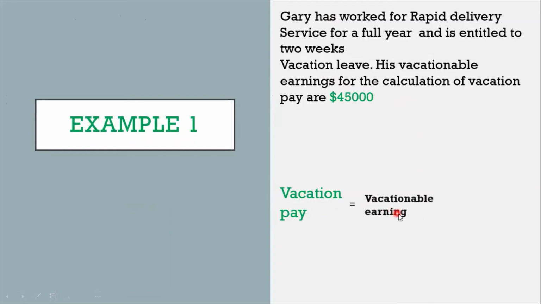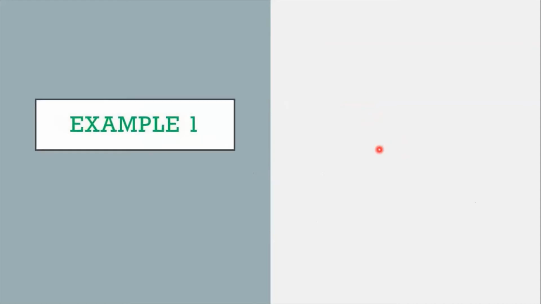Vacational pay is equal to vacational earnings times the percentage. And because we said before that 1 week is equal to 2%, 2 weeks will be equal to 4%. So that will give us 4% times 45,000. Now let's look at it and see how it plays out, and see how much money Gary is entitled to get for his vacation.